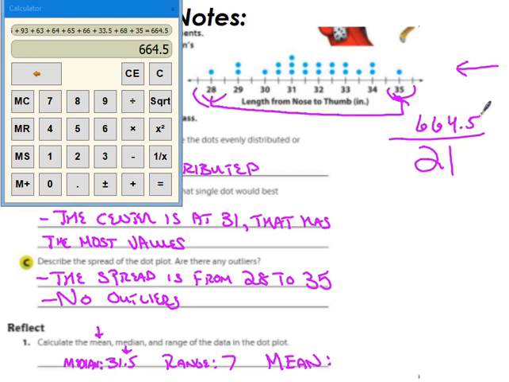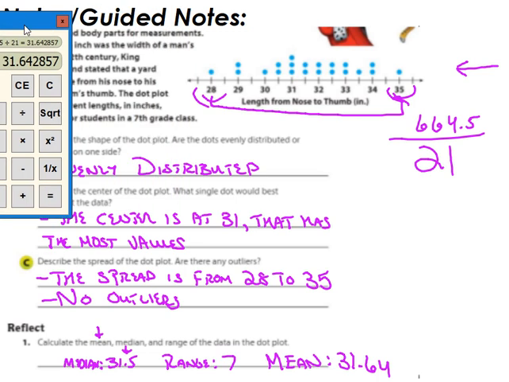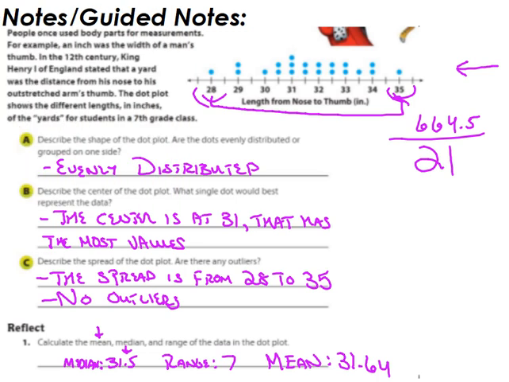And I have to divide that by 21 because there's 21 data points, and this is going to give me my average. Where's division? Oh, there it is. Which is 31.64. We'll round to the nearest hundredth. So the average was 31.64, which is pretty close to 31.5, which was our median. We said our center was around 31, so all pretty close.